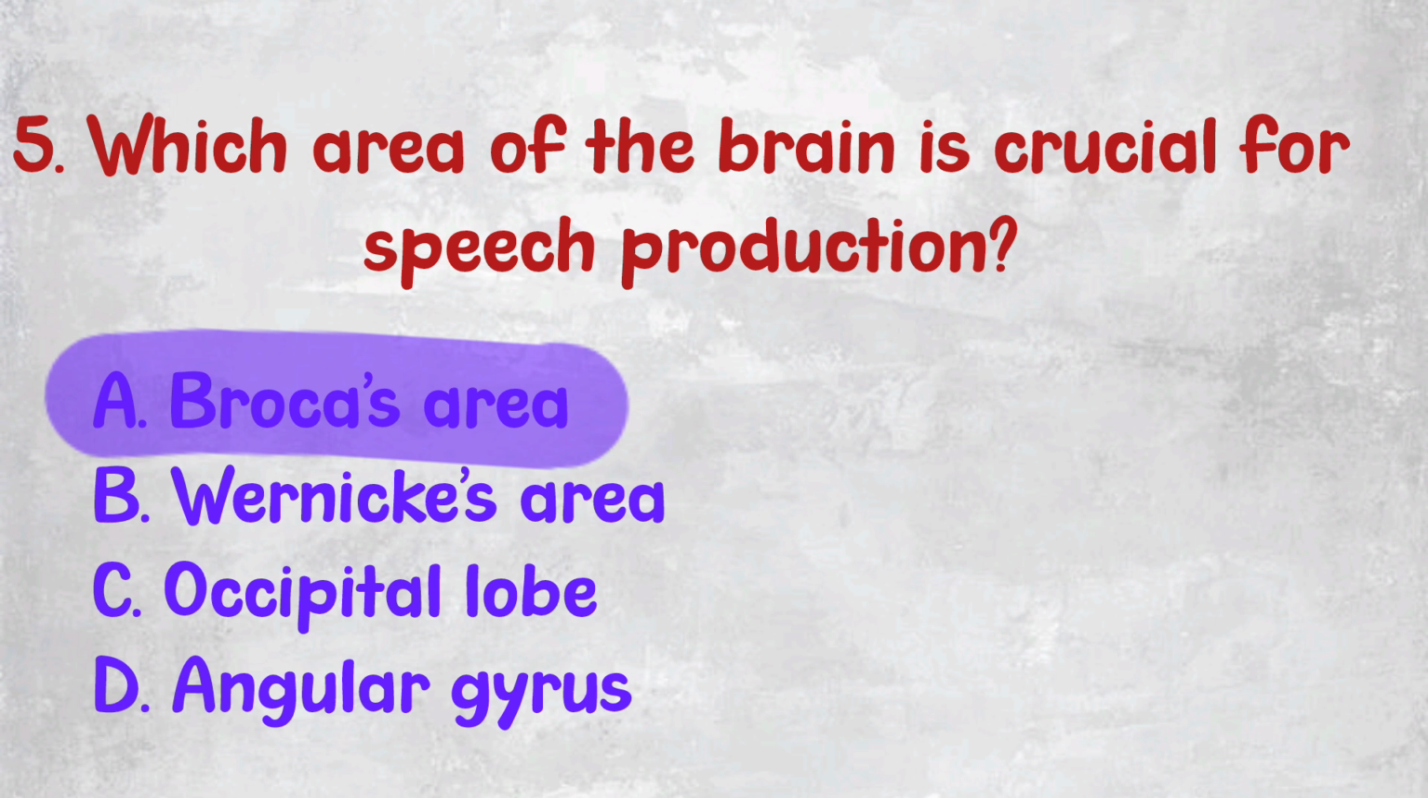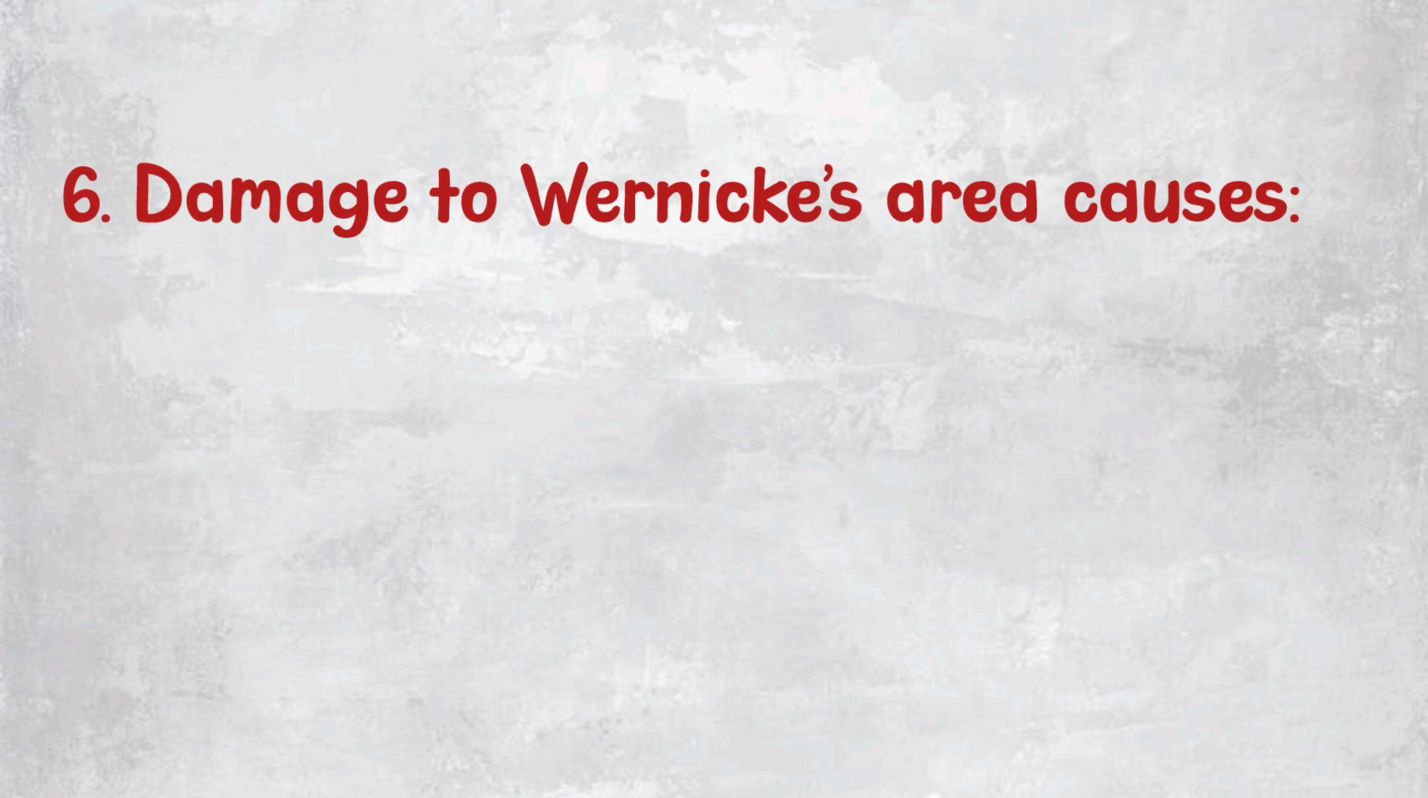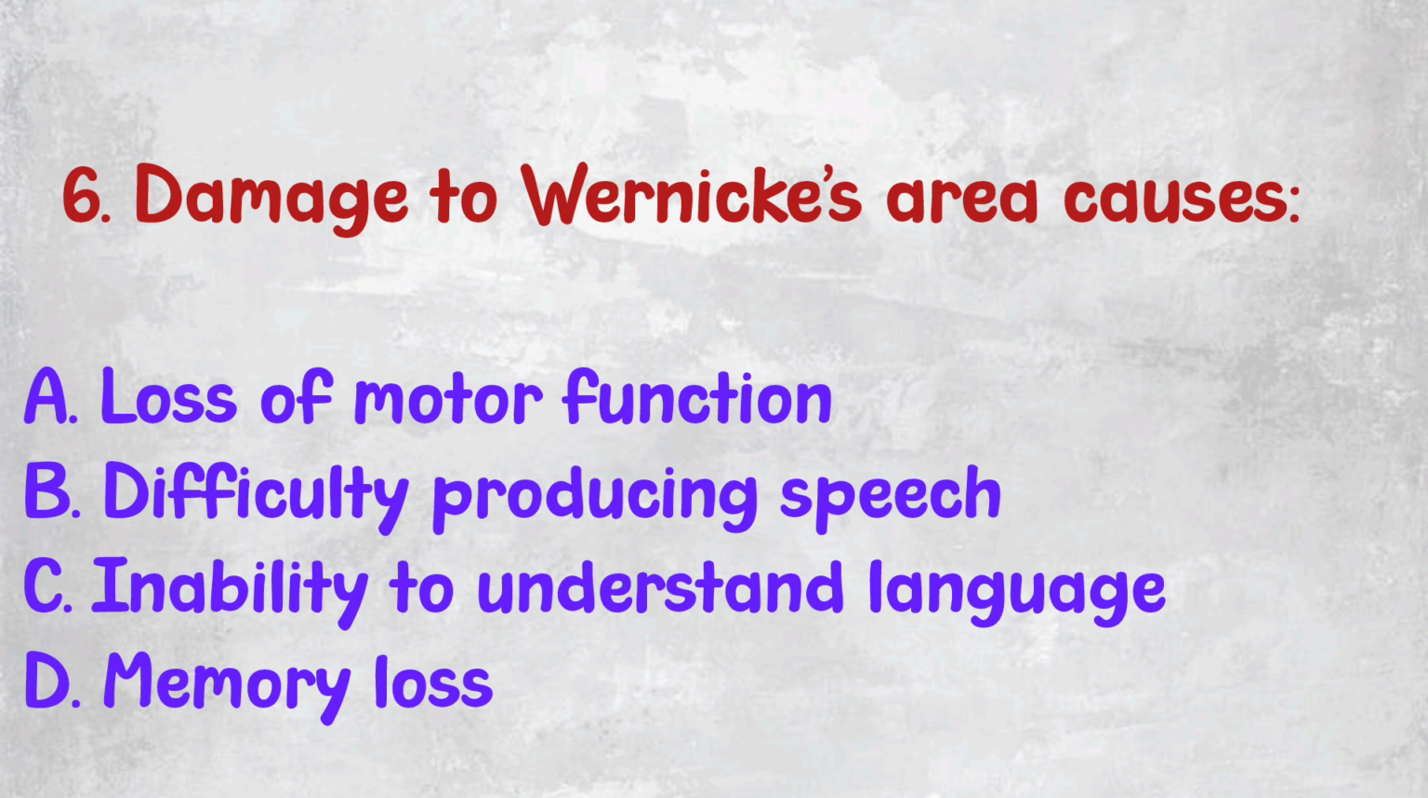language. Question number 6. Damage to the Wernicke's area causes, we have A, loss of motor function, B, difficulty producing speech, C, inability to understand language, and D, memory loss. Our answer is C, inability to understand language. The Wernicke's area is responsible for language comprehension, and damage can result in fluent but meaningless speech.